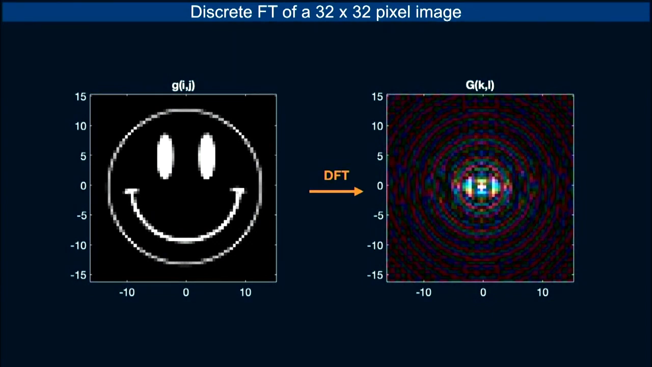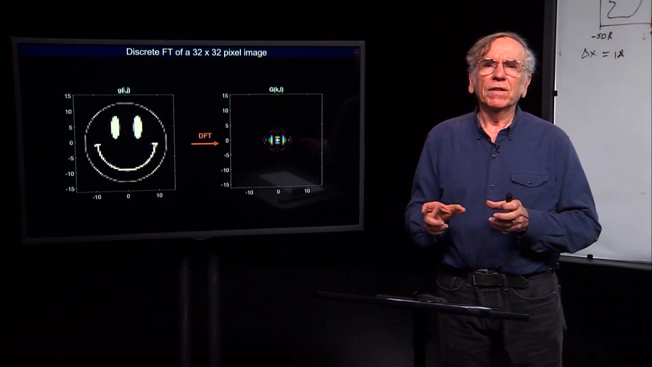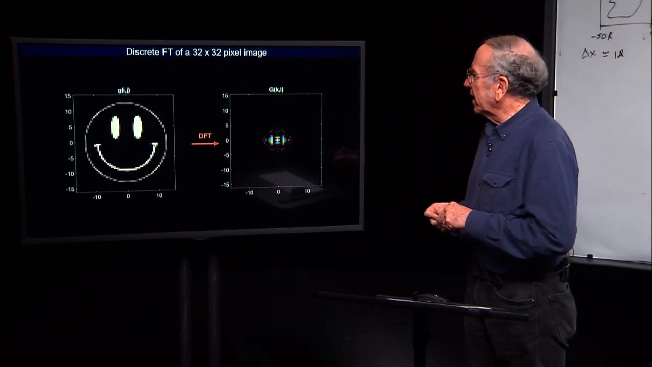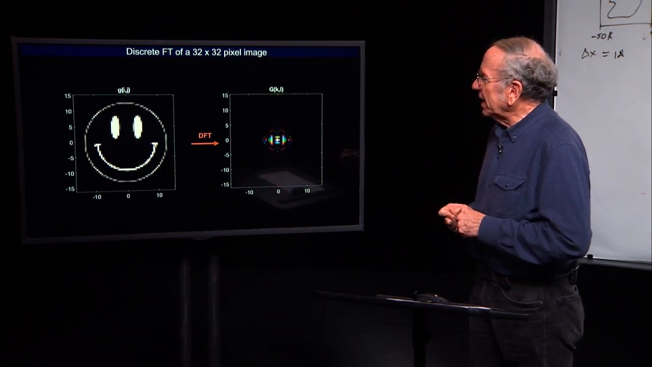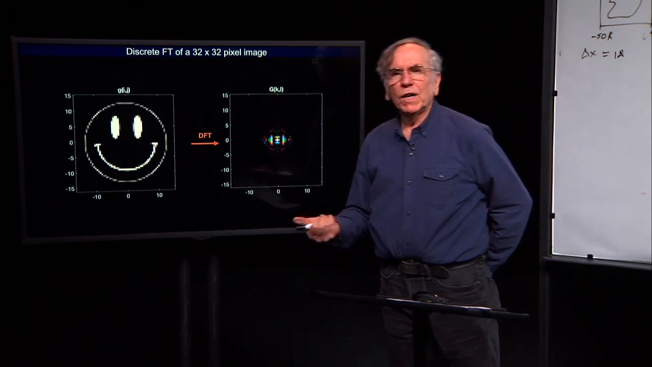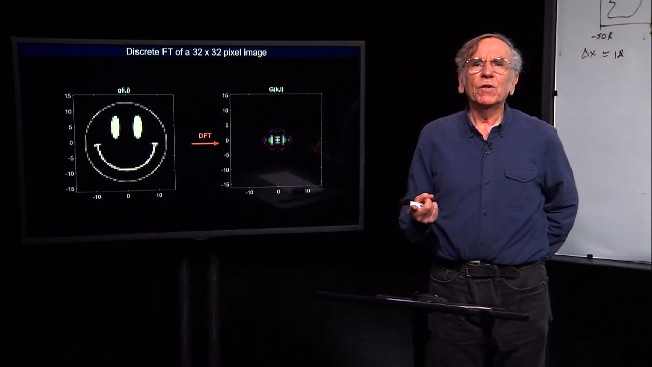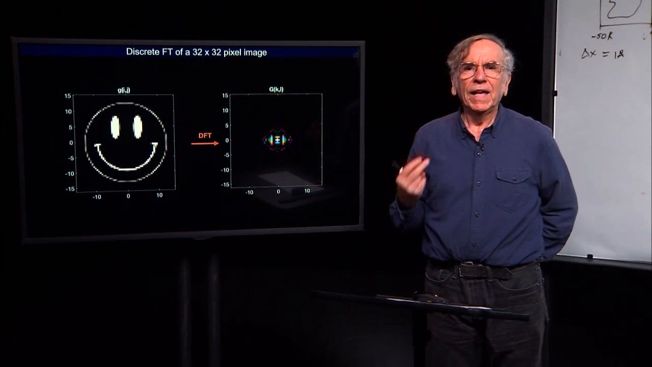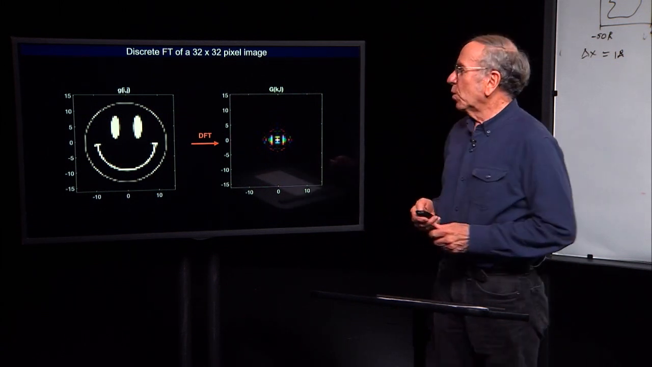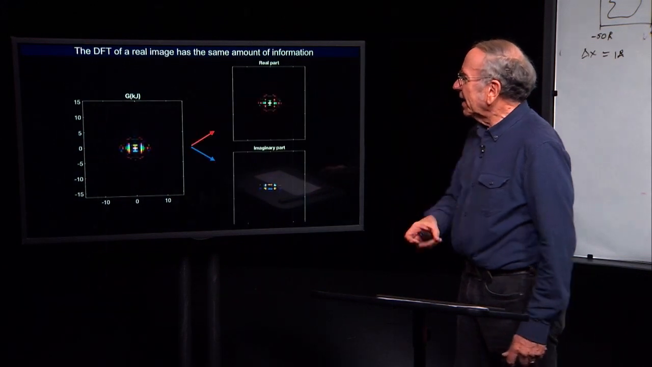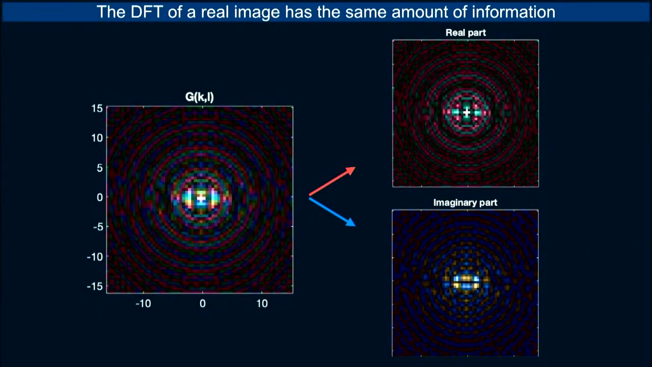But each pixel gets a complex value. I'm displaying these in colors because there's both a real and an imaginary part of the numerical value at each pixel. So this sounds like I'm really kind of cheating, because here I have pixels that have only one number associated with each, and here I have pixels that have two numbers associated with each one, a real value and an imaginary value. So what's going on? Well, the answer is that there are symmetries in the real and imaginary parts, so that there is actually not any more information in the Fourier transform than in the original image.